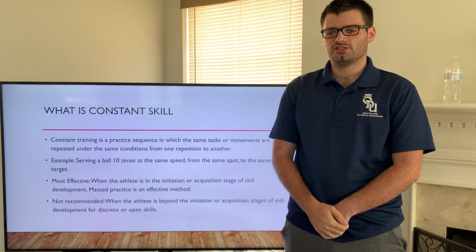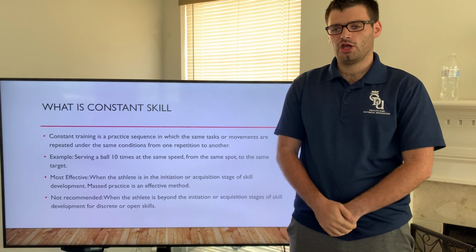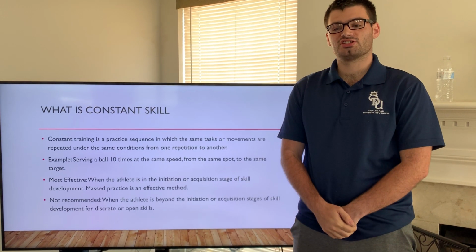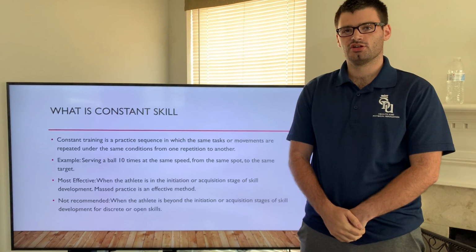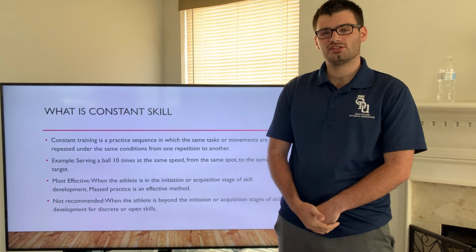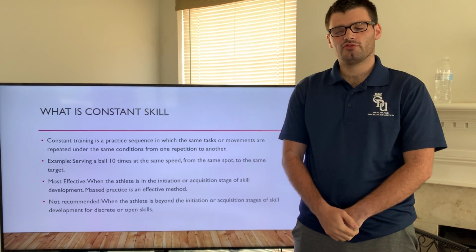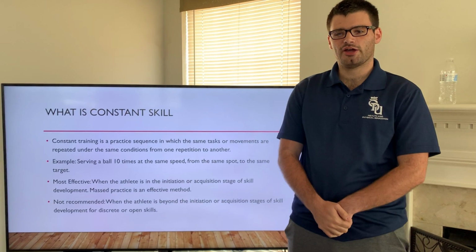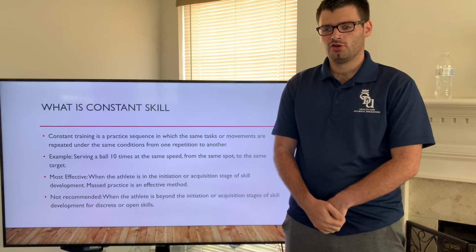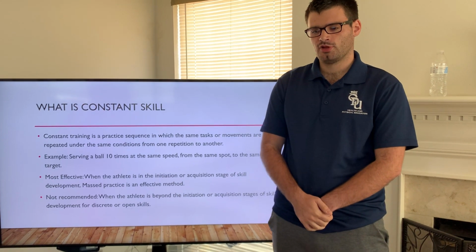Constant training is a practice sequence in which the same tasks or movements are repeated under the same conditions from one repetition to another. Example, shooting a ball 10 times at the same speed from the same spot to the same target.